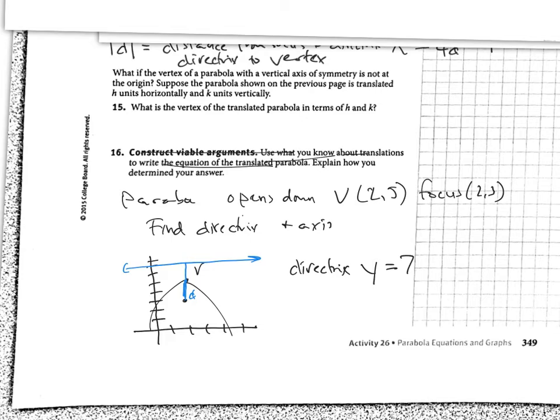Now the axis of symmetry, of course, is the one that runs right through here and touches all 3. And so the axis of symmetry touches the x-axis, in this case, not always, just in this case. And so the axis of symmetry is x equals 2. And that's how you write the equations for both.